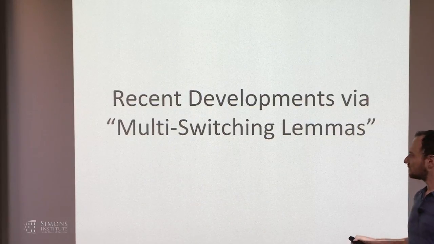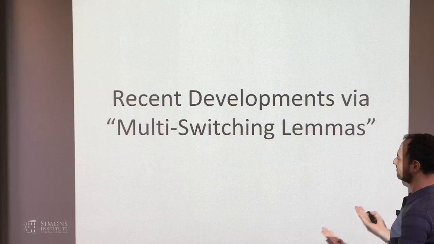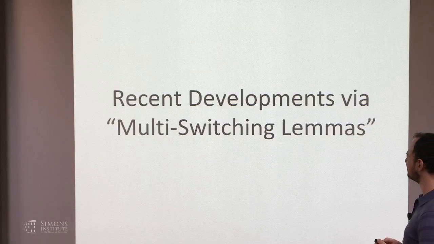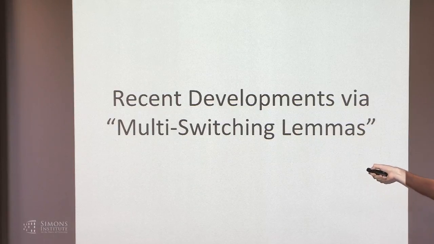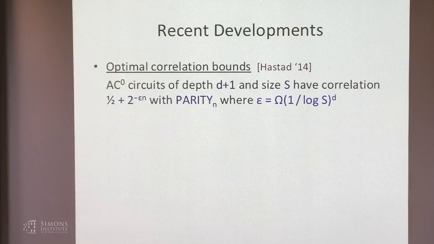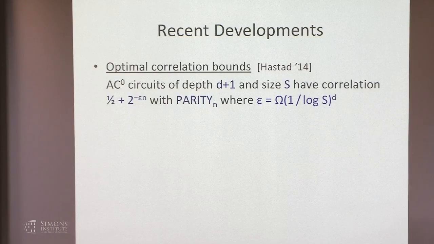So the reason I wanted to show this to you is because it actually leads to something neat. It leads to a switching lemma which unifies some work that's been done recently. Let me tell you now about some more recent developments in circuit complexity using what I'll call multi-switching lemmas. So a few years ago, Hastad answered one of the open questions in AC0, giving optimal correlation bounds for AC0 circuits with parity.